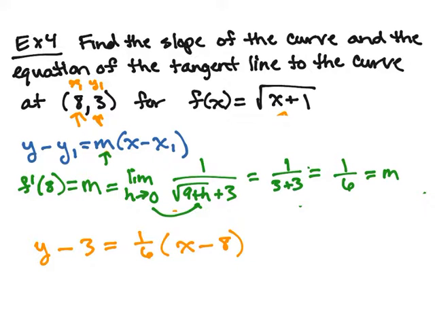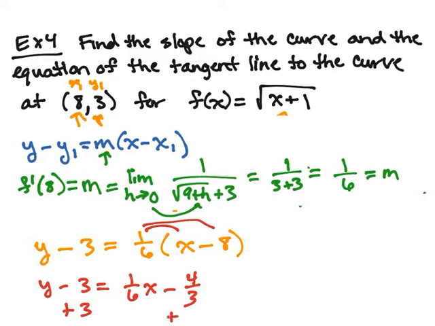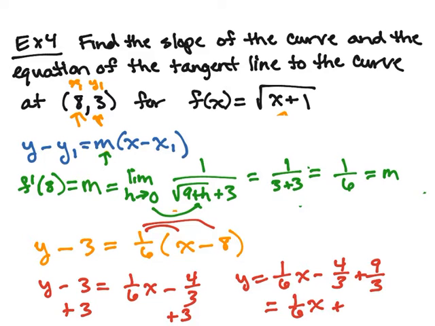So if we have to keep going, we distribute the 1/6. I get y minus 3 equals 1/6 x minus 8/6, which would be 4/3. Then we add 3 to both sides. So I get y equals 1/6 x minus 4/3 plus 3. 3 would be the same thing as plus 9/3. So final answer, 1/6 x plus 5/3.